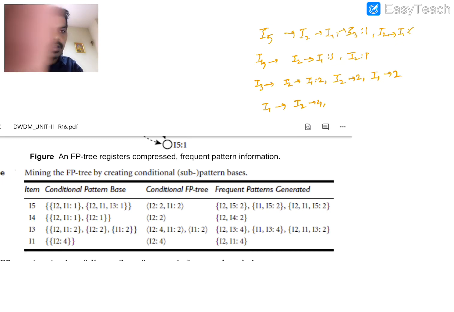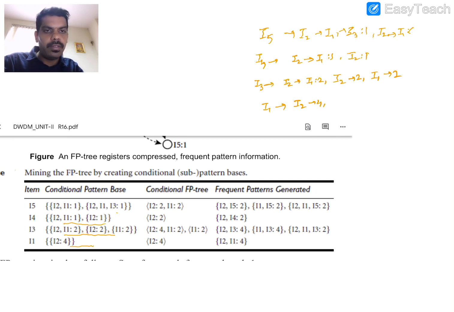If you look at here, you are able to find I2, I1, I2, I1, I3, I2, I1. Are you able to see? So this is the conditional pattern base. Next, what we have to do, conditional FP tree. How can we get the FP tree? Whatever the transactions which are mentioned under conditional pattern base, if they are satisfying minimum support, you can condition like this.